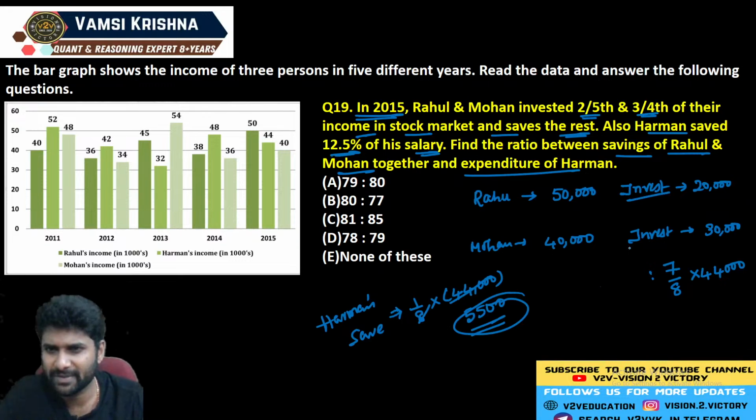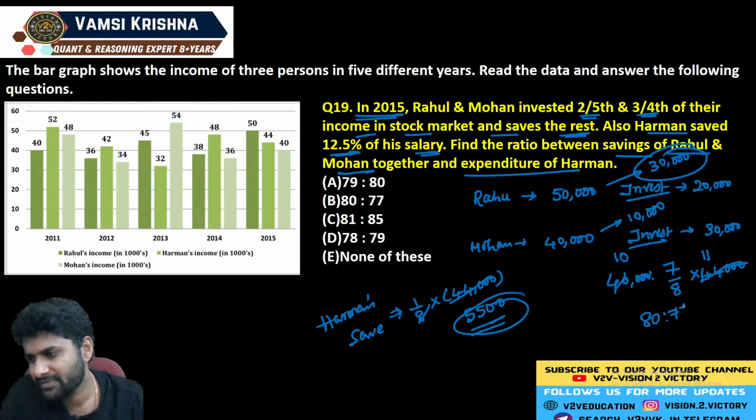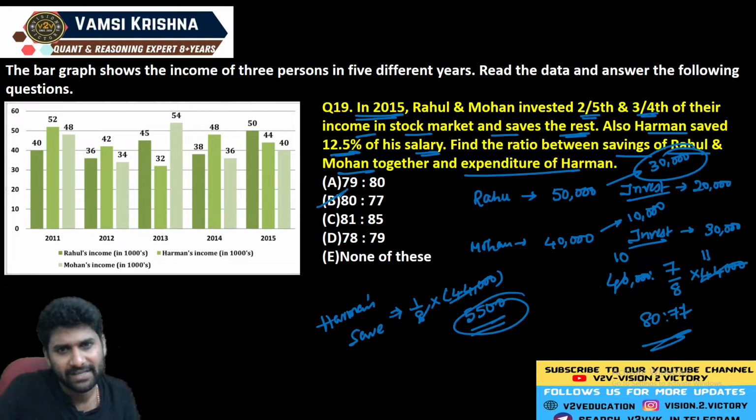Guys, sorry, it's an investment, right? So what about the savings here? It's a savings of 30,000. You have to see, it's a savings of 10,000. So total savings is 40,000. Just cancel three zeros and three zeros. It's 11 times. It's 10 times. It's a ratio of 80 is to 77. It's a ratio of 80 and 77.